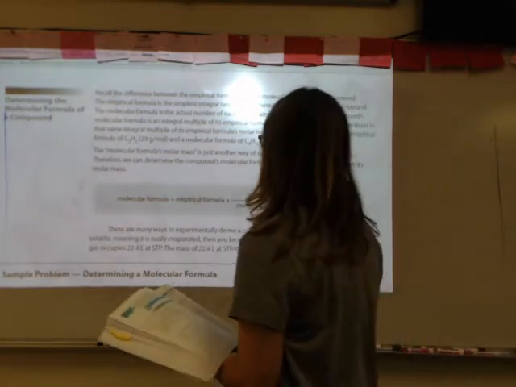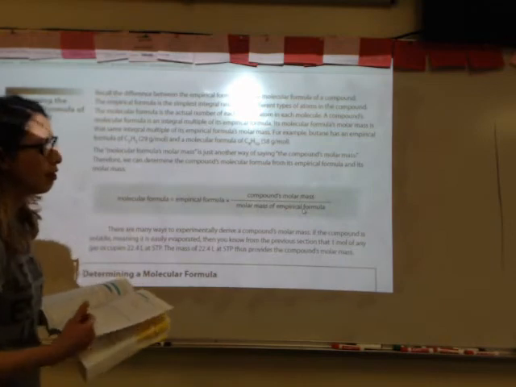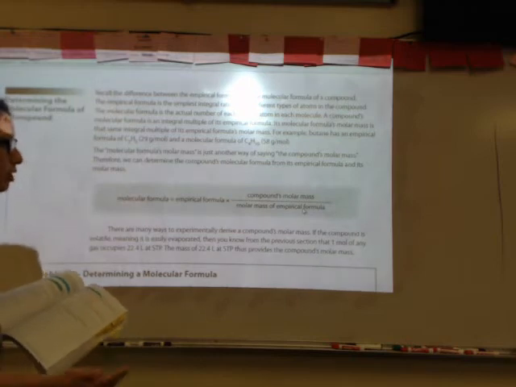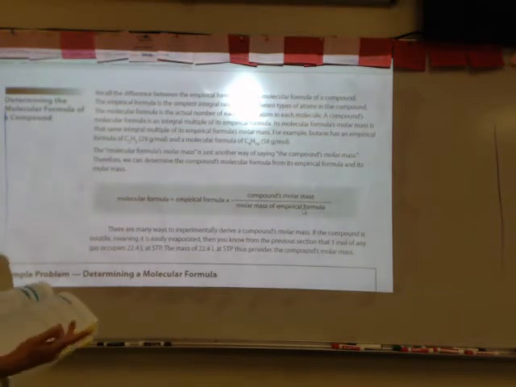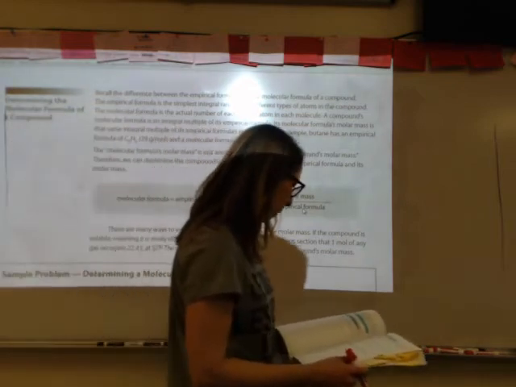Okay, let's talk about determining the molecular formula of a compound. The molecular formula's mass is just another way of saying the compound's molar mass. And so when we're looking at a molecular formula, it is likely going to be a multiple of the empirical formula, which means the molar mass of the empirical formula can be multiplied by a whole number to give me the molar mass of the molecular formula. So the empirical formula can also be multiplied by a whole number to get me to my molecular formula.